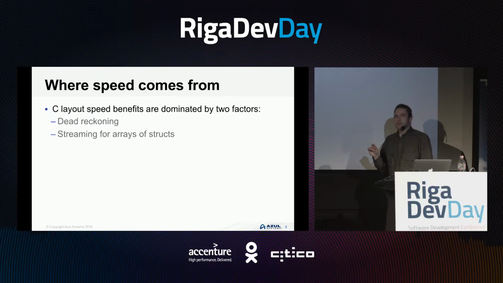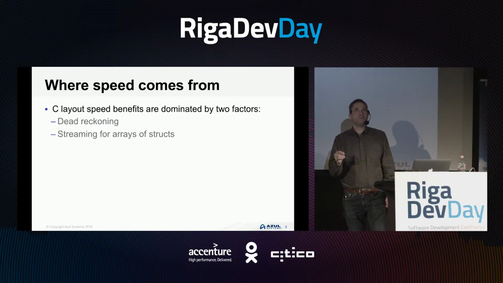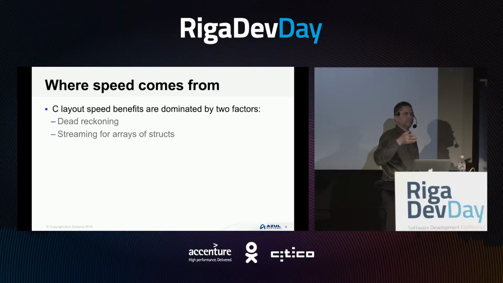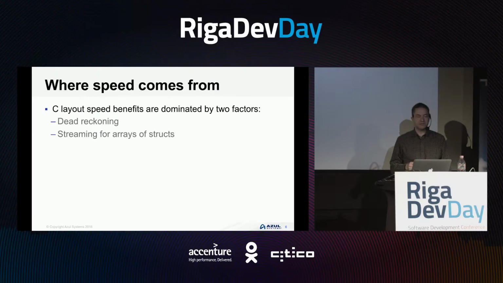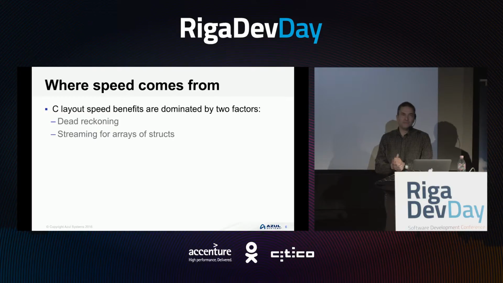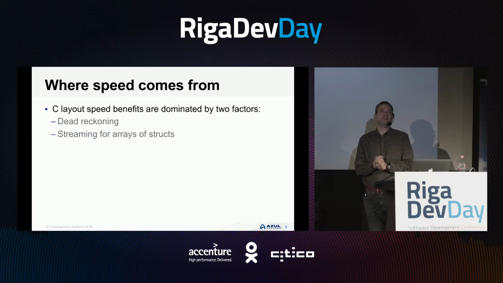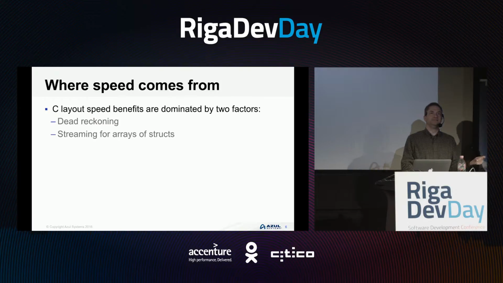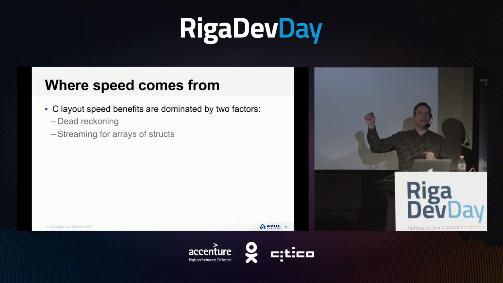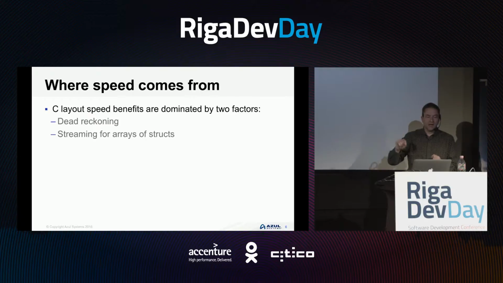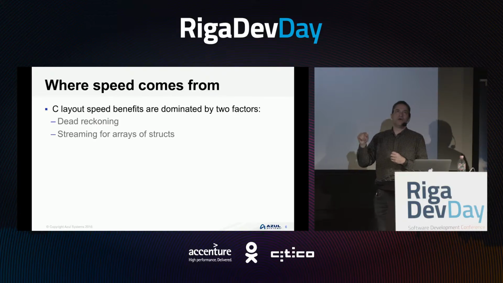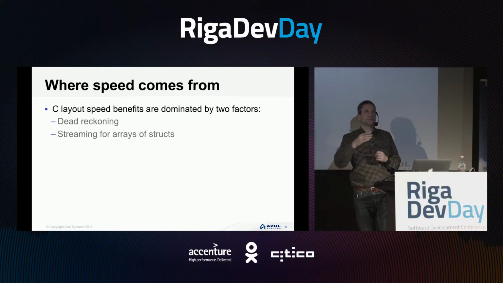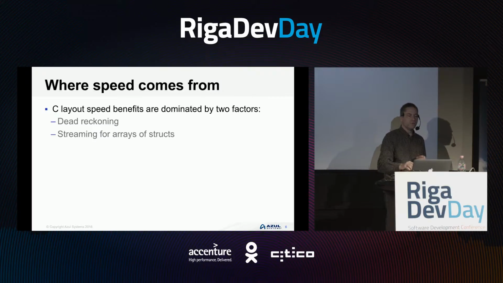So let's look at where speed comes from in terms of C. I'll say C, but it's not really C and C++, but C. There are two things that the struct allows the compiler to do, and therefore your code to take advantage of. One is what's called dead reckoning, the ability to figure out where something is in your data. And the other is streaming of arrays of structs, so the ability to iterate over a collection of data.